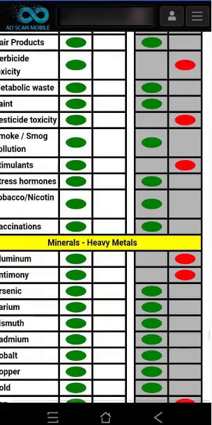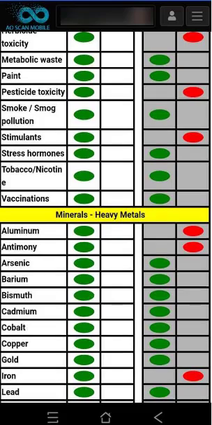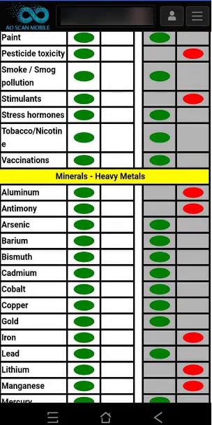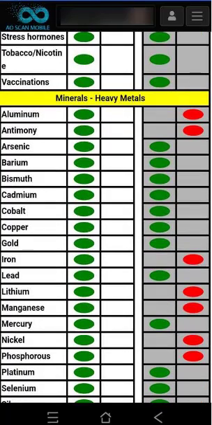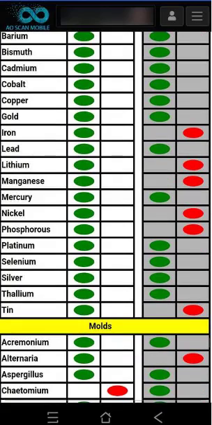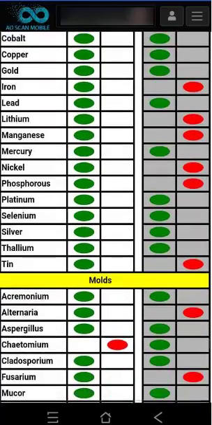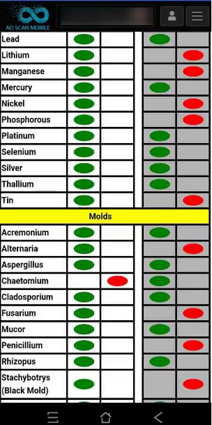Now, what heavy metals do we have? We have aluminum. Iron is out of range. There's another indication that iron's too high. Lithium, manganese, nickel, phosphorus, some of those were under range and out of range. You have to figure out which it is, too low or too high. That's what I meant to say. Tin, nickel, those are the worst of those heavy metals.